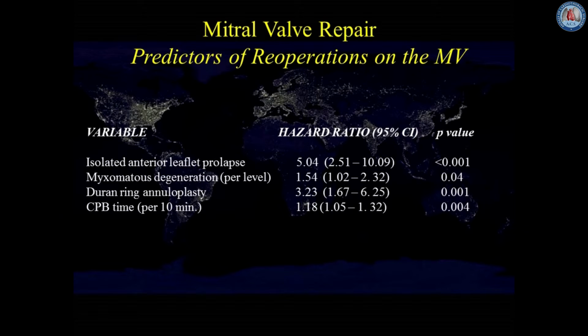The independent predictors of reoperation in mitral valve by multivariable analysis were isolated anterior leaflet prolapse, myxomatous degeneration per level. In other words, the more advanced the degeneration, the more likely for the repair to fail. Duran ring annuloplasty, largely because of the 5 cases that developed mitral stenosis, and duration of cardiopulmonary bypass. I believe that duration of cardiopulmonary bypass is a marker for something else that we did not record in our databases.